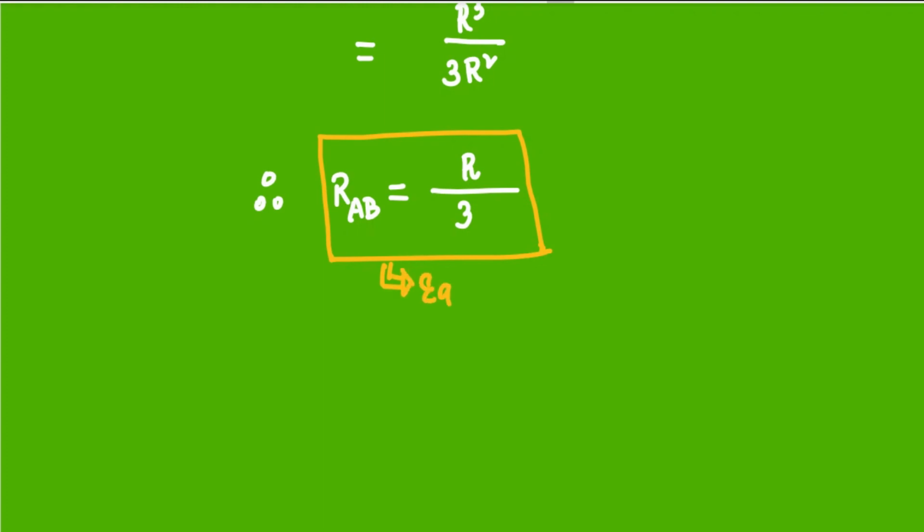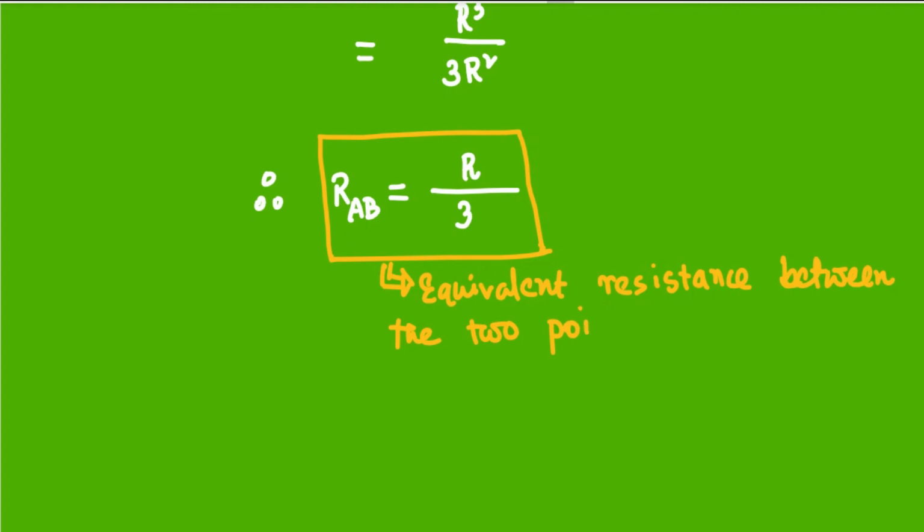This is the equivalent resistance between the 2 points A and B. It is also the equivalent resistance of the 6 resistances.